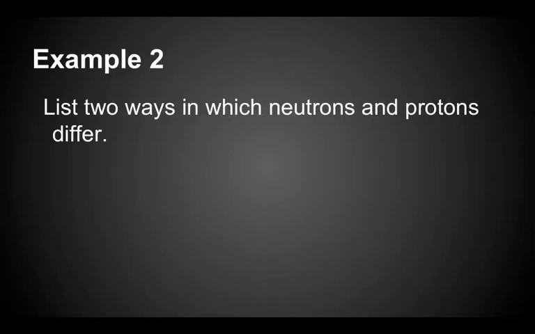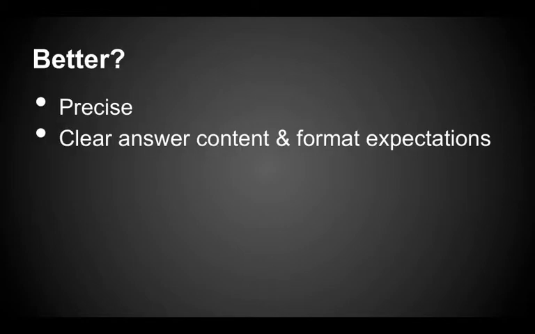Example number 2, list 2 ways in which neutrons and protons differ. This example is actually a really good one. It's very precise. It asks you to list and then 2 ways, and then it's very clear in the answer content and format expectations in which neutrons and protons differ. There's not a lot of room for confusion here. You know how to answer the question as a student, and then as a faculty member, it'll be an easy question to grade.